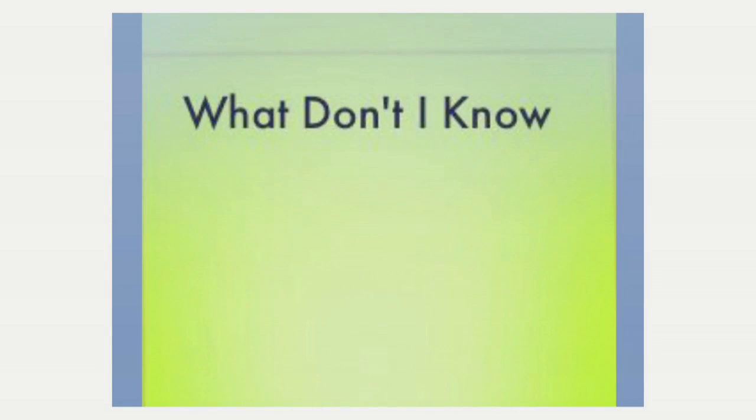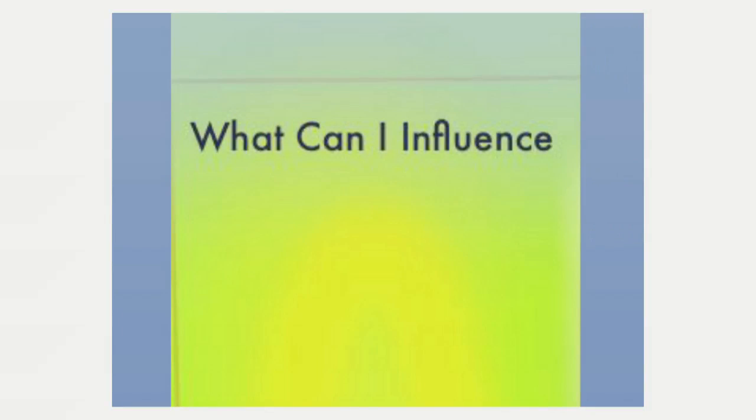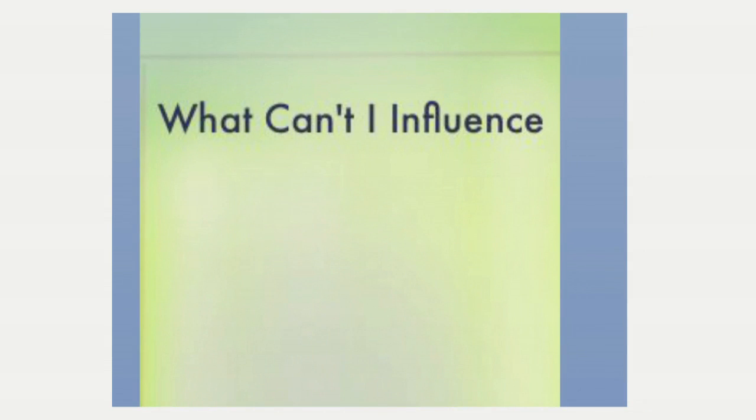If you are struggling with something in your life, in something that's making you a little anxious, try this exercise. Create 4 columns. The first column is what do I know? Second column is what don't I know about this thing that's making me anxious. The third column is what can I influence? And the fourth column is what can't I influence? Okay, let's see it all together.